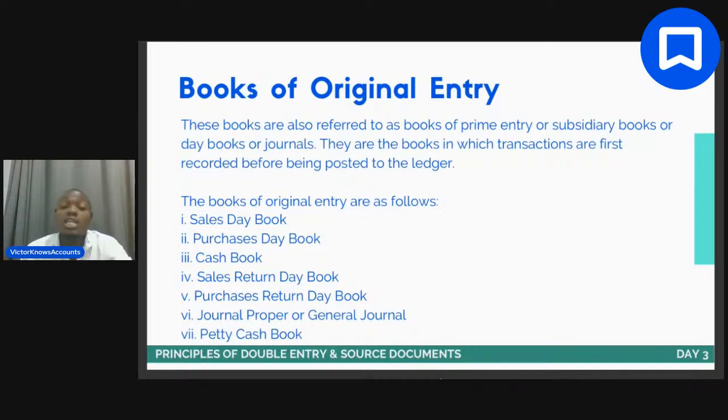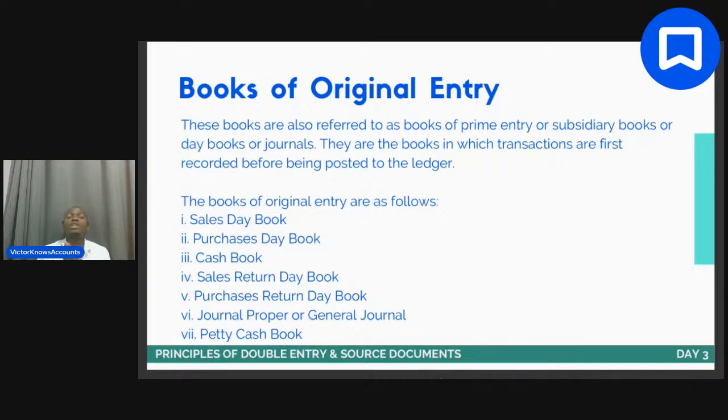So books of original entry can also be called books of prime entry. They can also be called subsidiary books. They can also be called day books. They can also be called journals. So when you see books of prime entry, please note that we are still talking about books of original entry. Whenever you see a question with subsidiary books, know that they are still asking you about books of original entry. When you see day books, know that we are still asking about books of original entry. When you see journals, you are still asking about books of original entry.